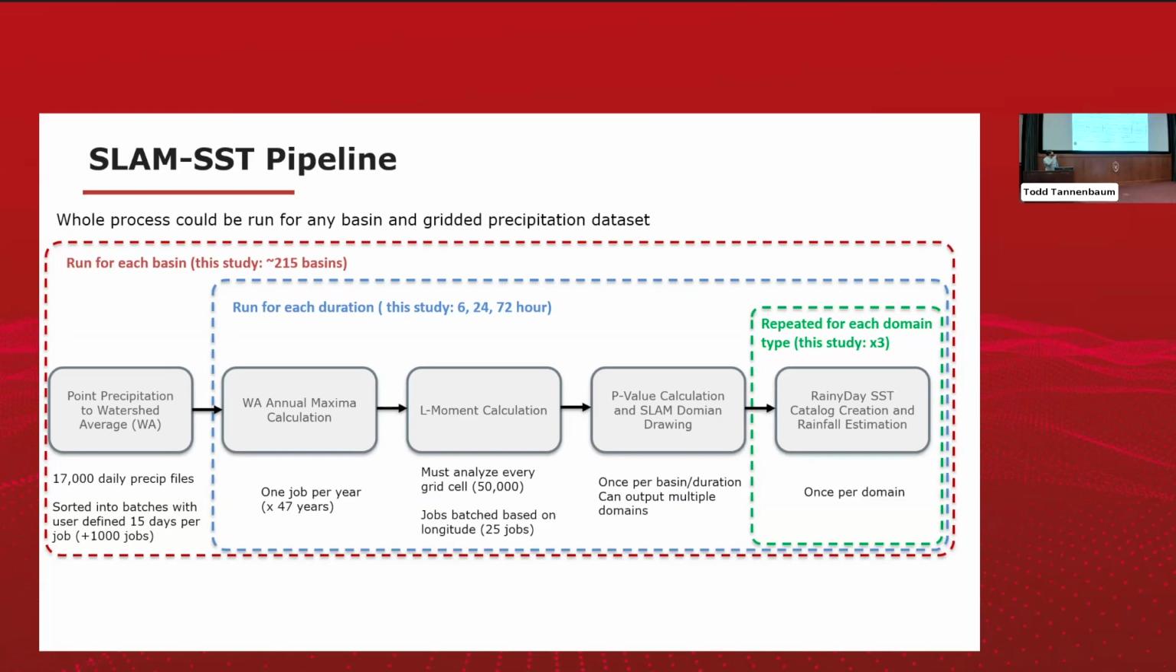But I want to point people to this first step here, this calculation of watershed average precipitation from point precipitation, because I think it really encapsulates what high throughput computing can do. For each basin, we need to calculate these watershed average precipitations for 17,000 daily precipitation files, typically sorted into batches to have the optimal runtime. So we're often running 1,000 jobs per basin at a time.